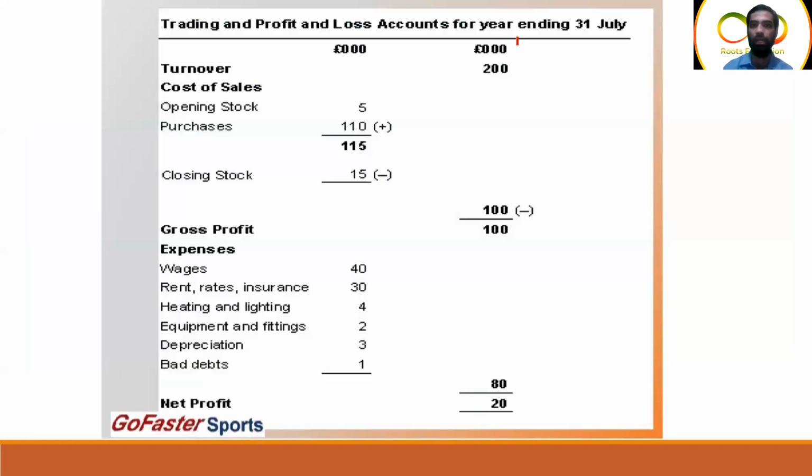So this is also another format. The year has ended on July 31, and this is for the Go Faster Sports company. Finally, we have a net profit. Okay, so it is a more detailed format. We have the cost of sales, and then we get the gross profit from the revenue minus the cost of sales. We get the gross profit, and then we subtract the expenses, and finally we get the net profit. So that's it for the presentation on the income statement.